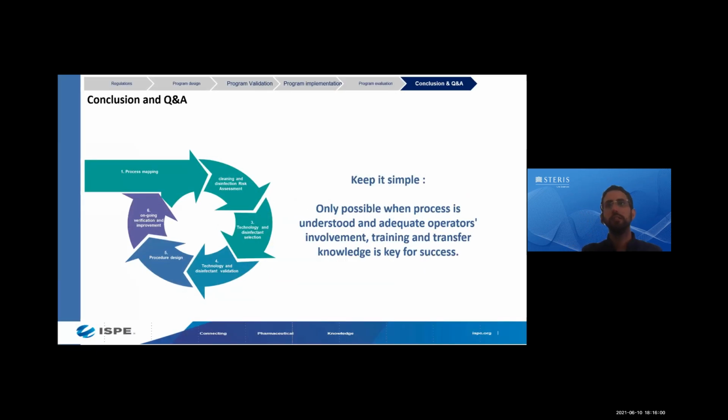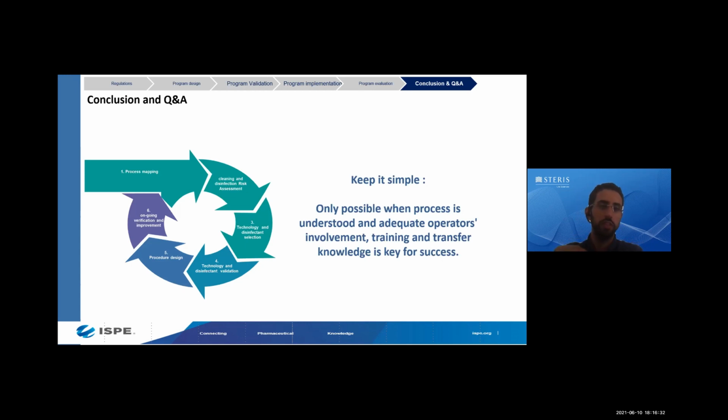So as a conclusion, I like to say, try to keep it simple, okay? When it starts to be complex, that means there is something wrong. But it's not a topic that is very simple either. The only way to be able to keep it simple is by really first understanding your processes, identifying where the source of contamination is, understanding what should be the adequate remediation and what are the elements that may affect the efficacy of your cleaning and disinfection.